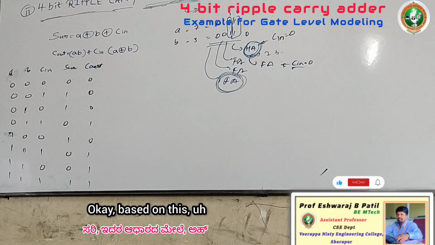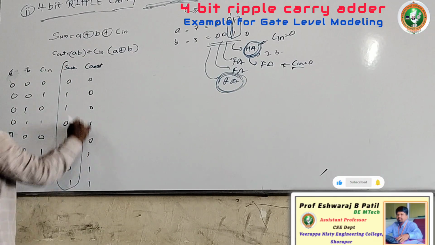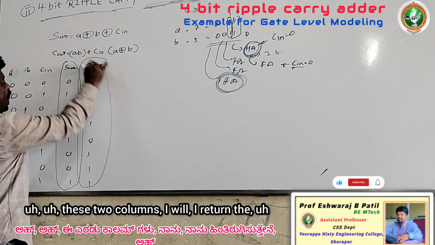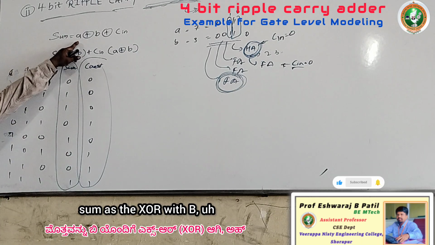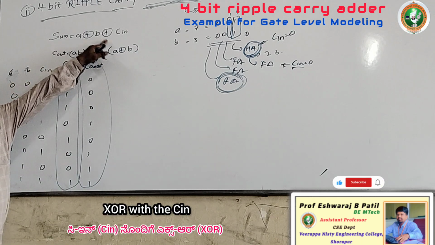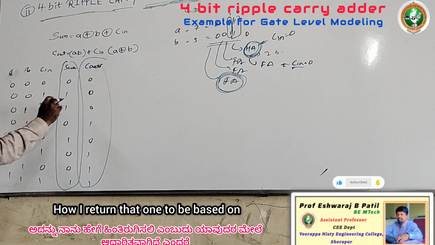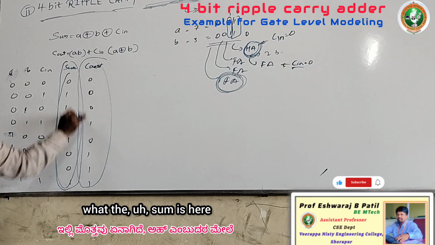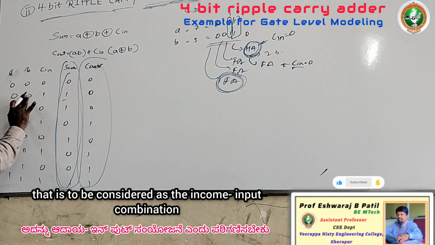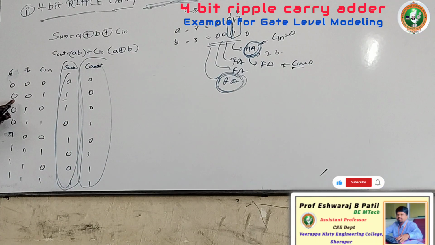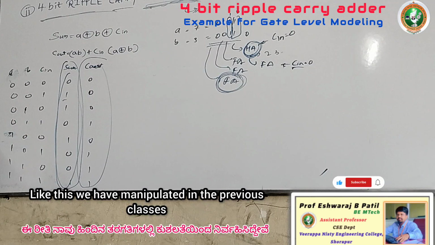Okay, based on this, while referring to these two columns, I write the sum as A XOR B XOR C in. How do I write that one based on what the sum is here? Wherever the 1 is there, that is to be considered as the input combination, A bar, B bar, C in, like we have manipulated in the previous classes.